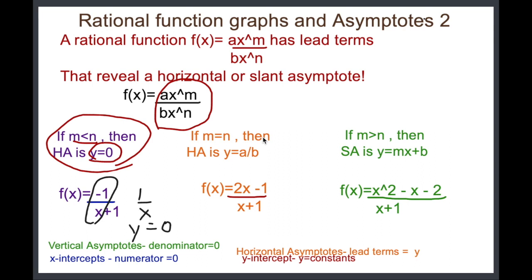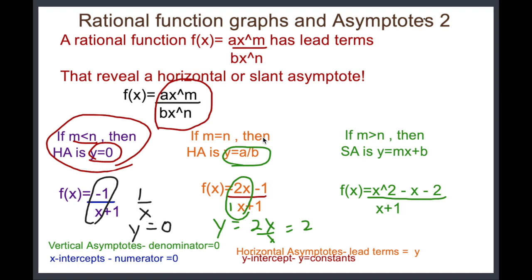The second case here is with lead terms that cancel each other out. Y equals 2 would be the result of 2x over x. Y equals 2, and that would be the horizontal asymptote. So in that case, it would be a over b. Here's the b, here's the a.